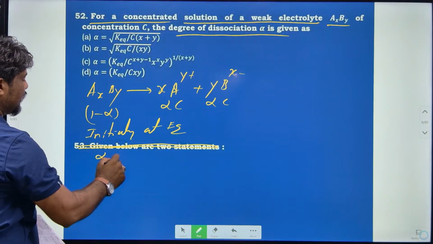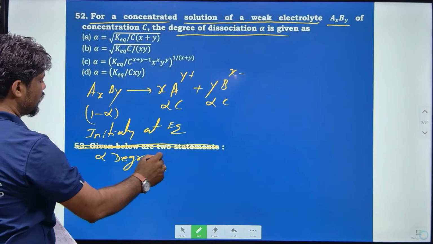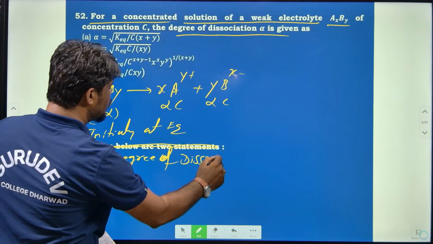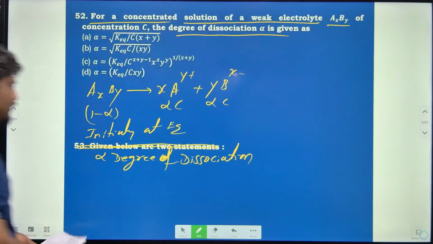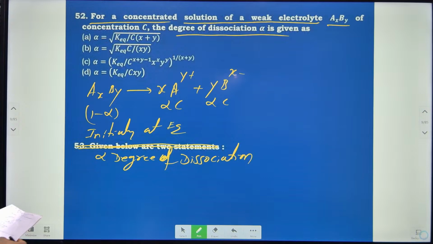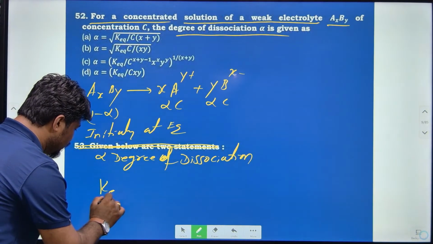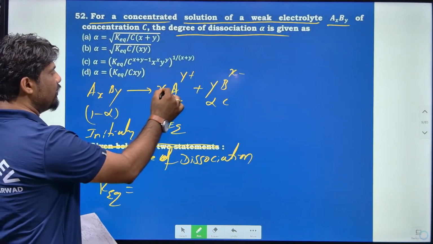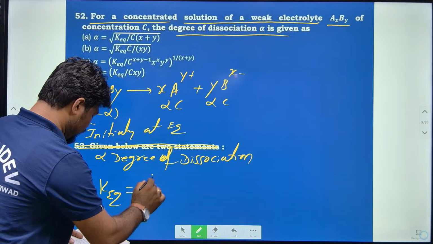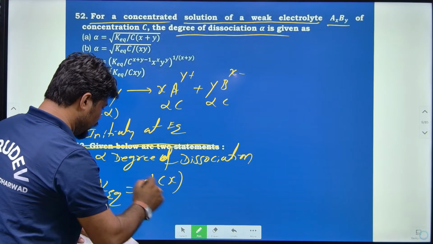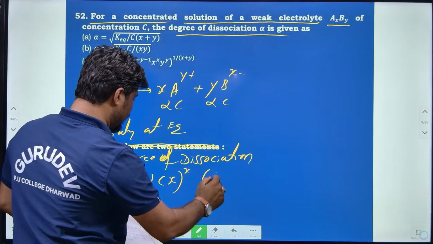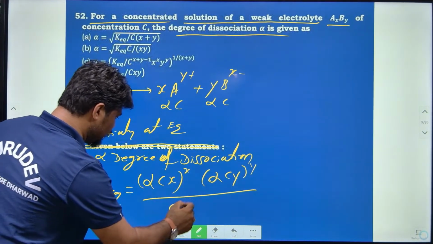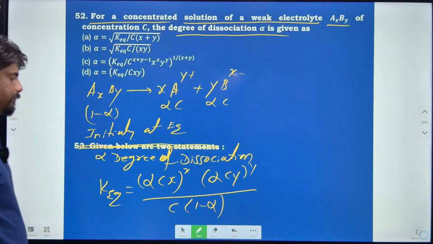Now here, what is alpha? Alpha is called the degree of dissociation. So now calculate the alpha. For this, the equilibrium constant, that is K equilibrium, is equal to alpha C, x moles are there, that is alpha into C into x to the power of x, and alpha into C into y to the power of y, all divided by C into 1 minus alpha.